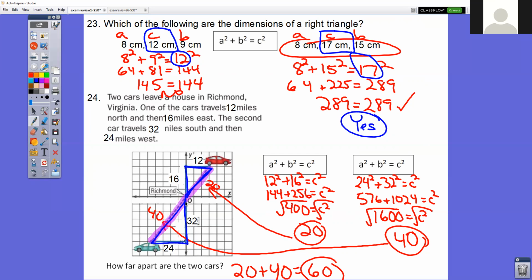Then you figure them out. You get 20 and 40. You're looking for the distance from car to car. 20 plus 40 gives you 60.